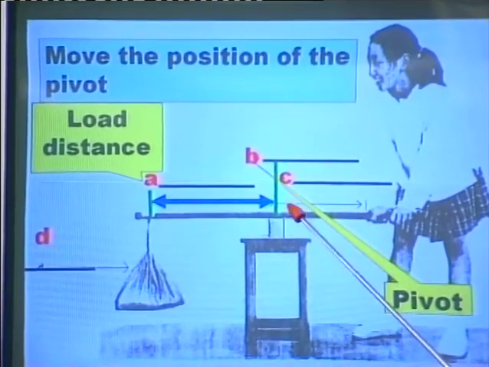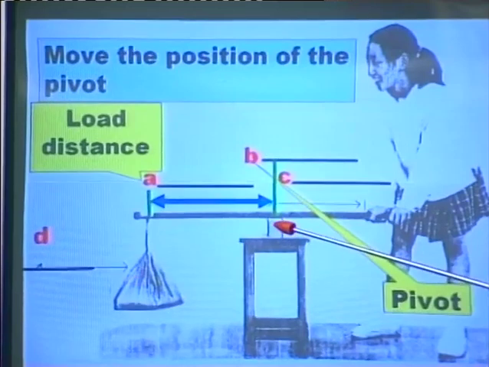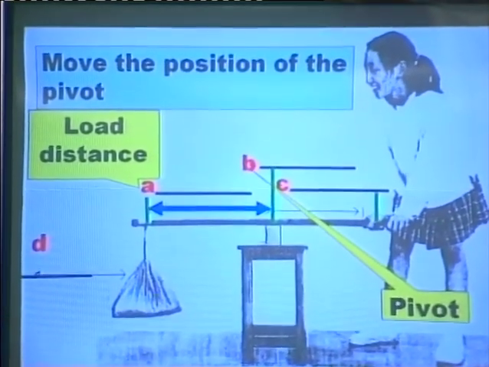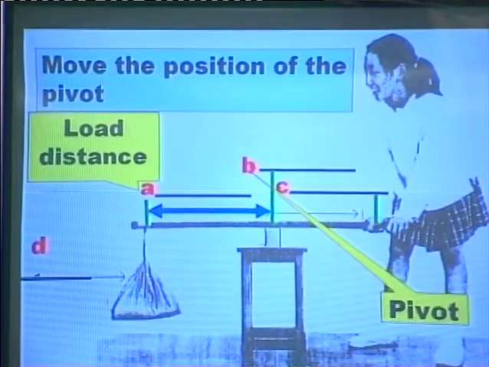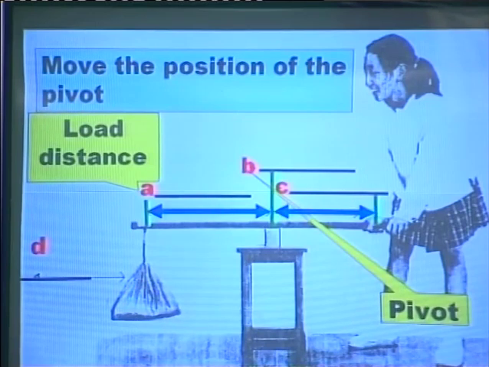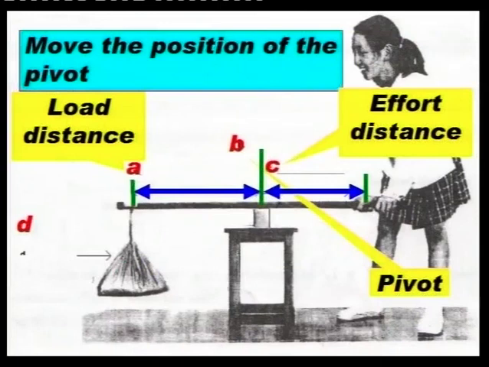B is showing the pivot. Okay, C. C is from the center and this end here. Then that becomes the, very good. By now everybody should be calling out. Good, that is the effort distance. That is the effort distance.